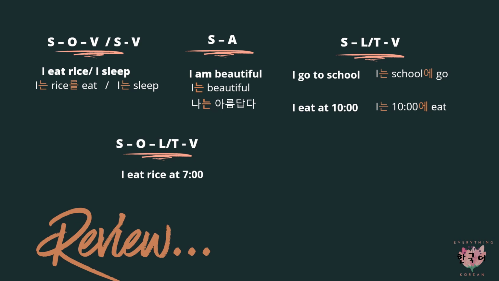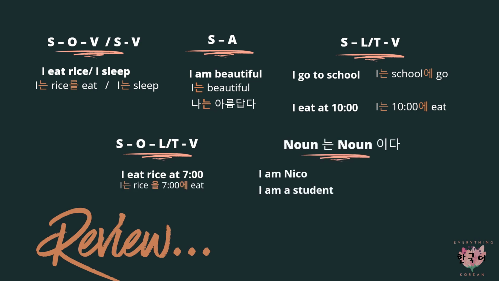The fifth is the subject, object, location or time, and last is the verb, for which we use all of the particles to make our sentence much more complete. With the example, I eat rice at 7 o'clock. And lastly, we have the noun 는, noun ida, which is used to describe a noun using another noun or to introduce ourselves. So for example, you want to say I am Nico, or you want to say that you are a student, you can use this structure.